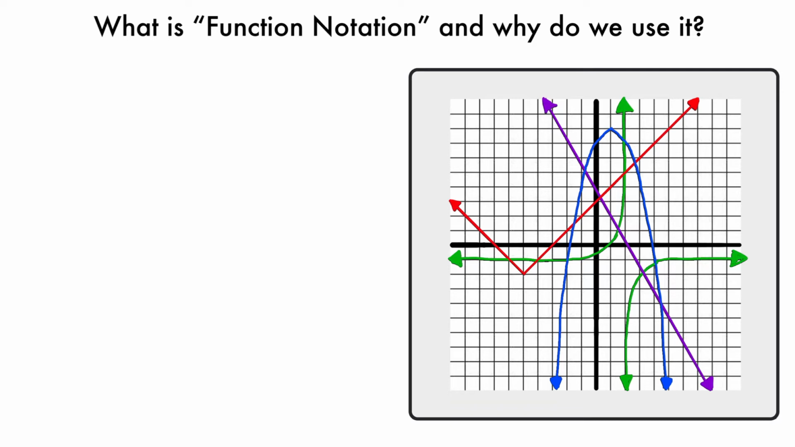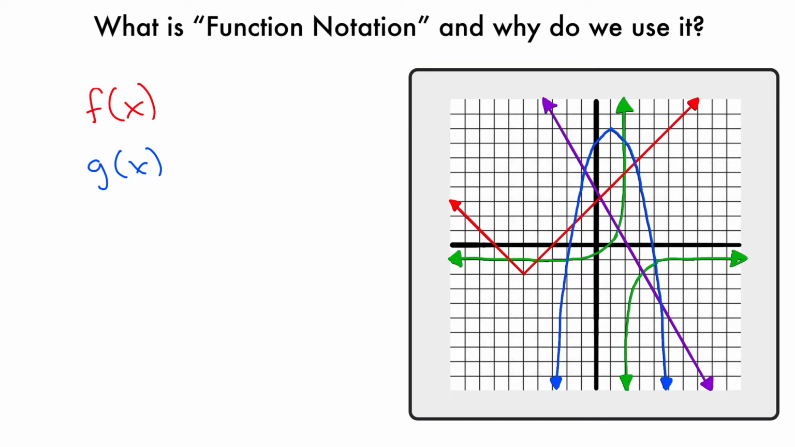So I have a bunch of graphs up there. I could reference them based on what color they are or what type of function they are, but I could say, oh, the red function, the absolute value function, that's the function f. That is function notation. Saying f of x is function notation. Then we also have, oh, the blue one, the parabola that's upside down. I could call that the function g. Now I have a function f and a function g.